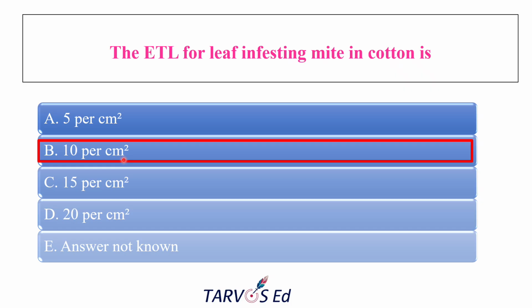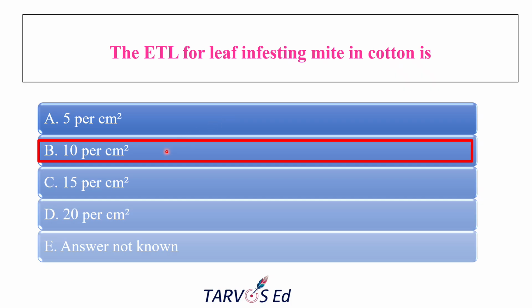As per the ICAR guidelines and CICR extension material, the ETL for the mite on cotton is 10 mites per centimeter of leaf area. So per centimeter of leaf area, only 10 mites should be there. At this stage we should take the control measure, so that we can prevent them from reaching the EIL.